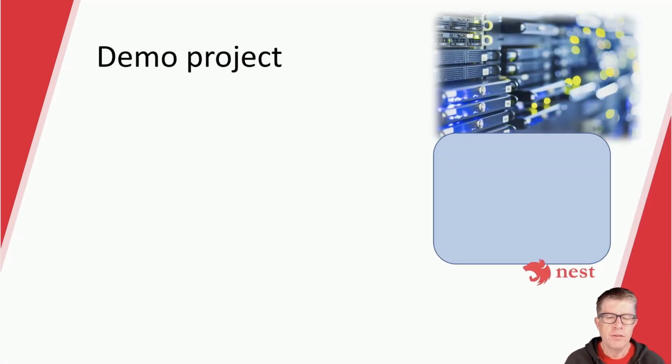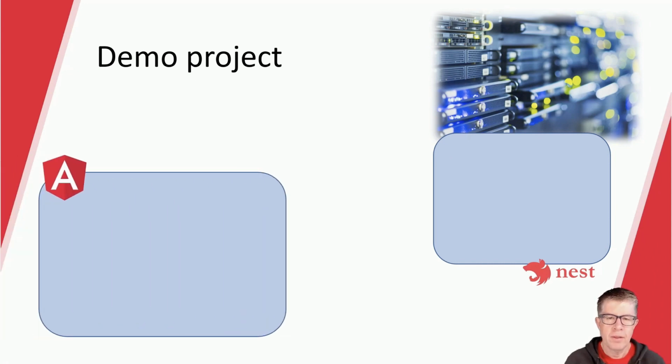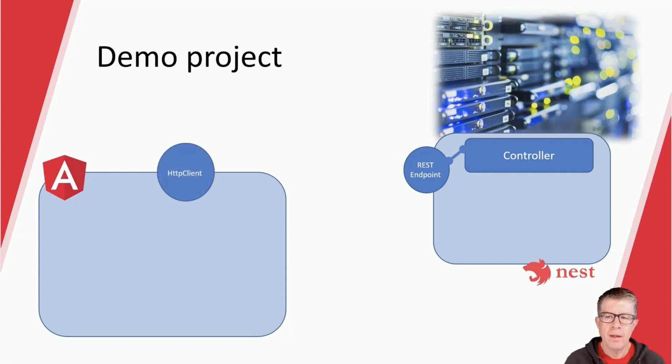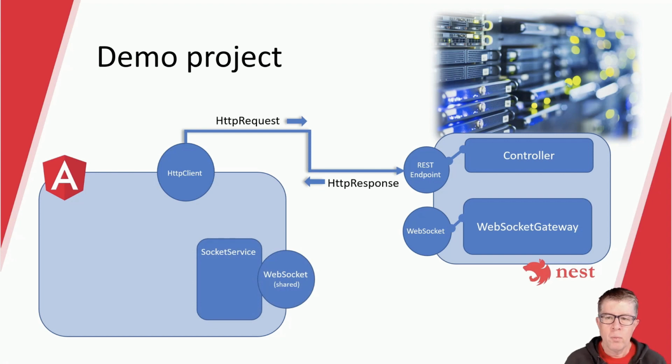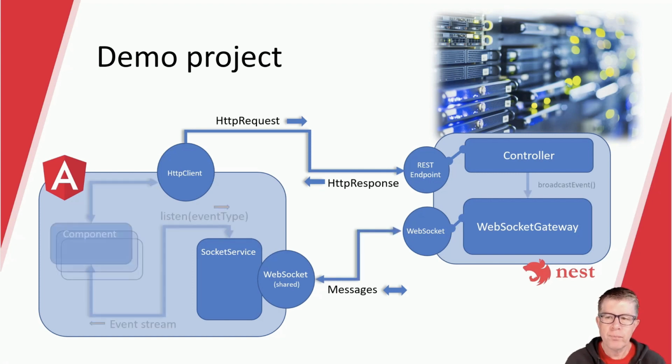So as I said, I've got a NestJS as the back end, and then I've got my Angular front end. And the first thing that I built in the NestJS server is a REST endpoint with a controller. And so we have our HTTP client in our Angular front end that sends HTTP requests to the REST endpoint and receives HTTP responses. And then I added in a WebSocket gateway, which exposes the WebSocket. And then my WebSocket is created in a socket service, which can then exchange messages with the backend. So there are components that want to listen to particular notifications from the backend. So they call a listen method on the socket service and receive an event stream back.